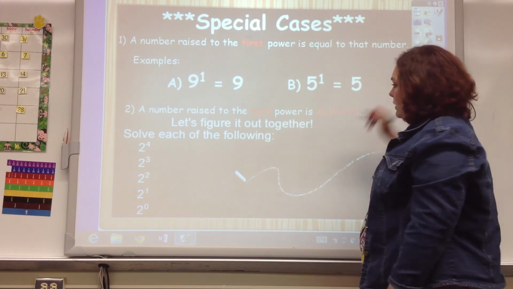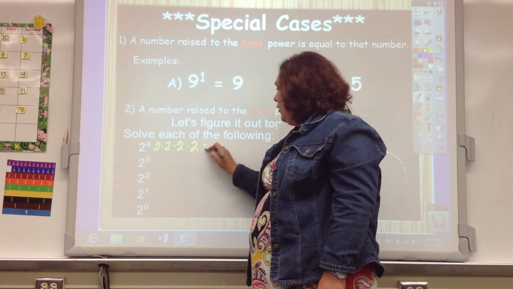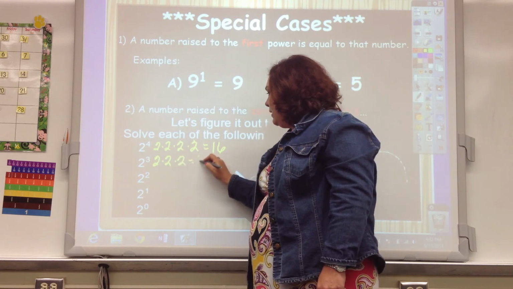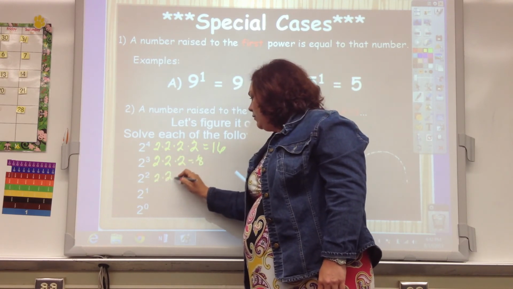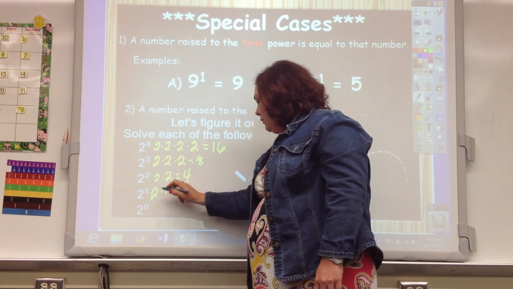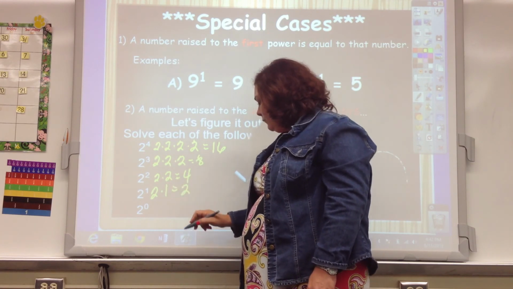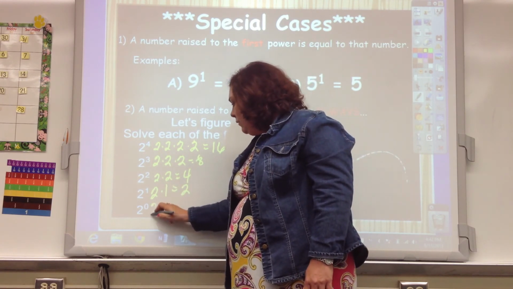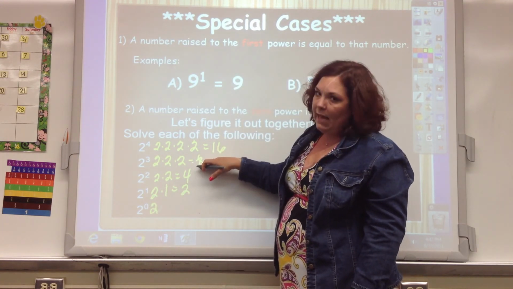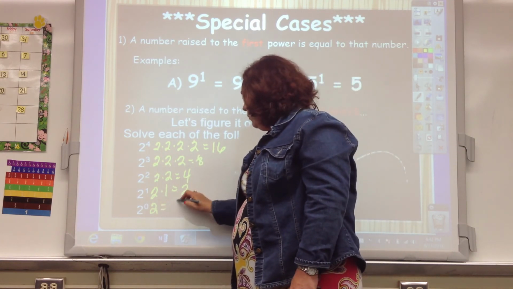So you've got 2 times 2 times 2 times 2, which is 16. 2 times 2 times 2, which is 8. 2 times 2, which is 4. 2 times 1, or 2 just by itself is 2, one time. And then 2 to the 0 power, let's look at what's happening here. It goes from 16 to 8, that's half, to 4, that's half, to 2, that's half. What's half of 2? It's 1.